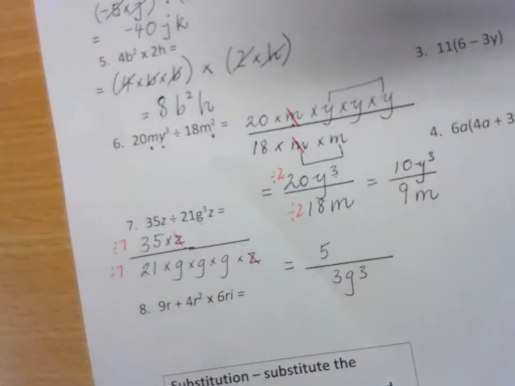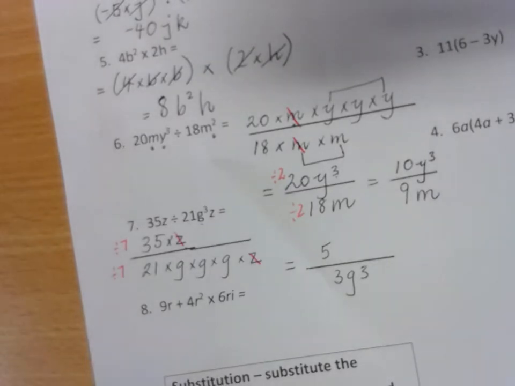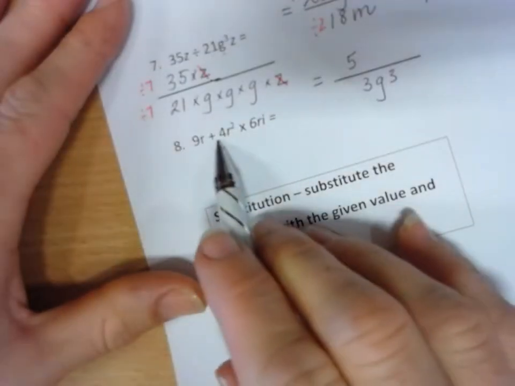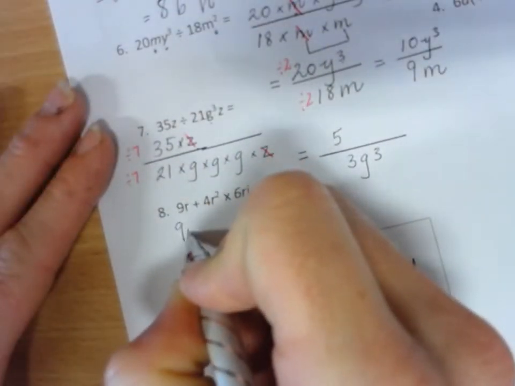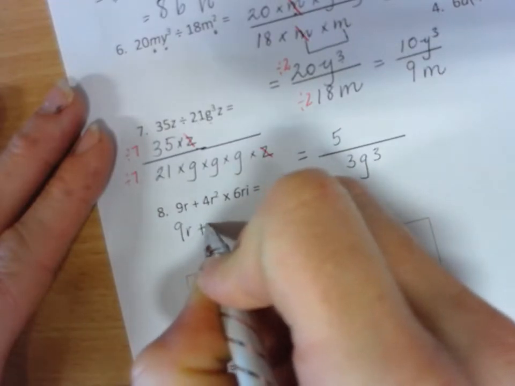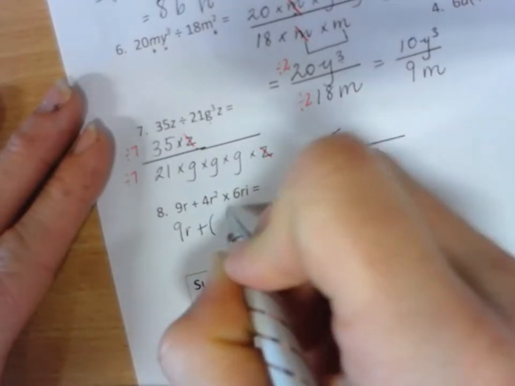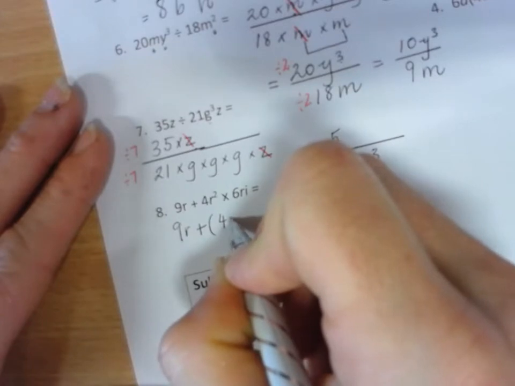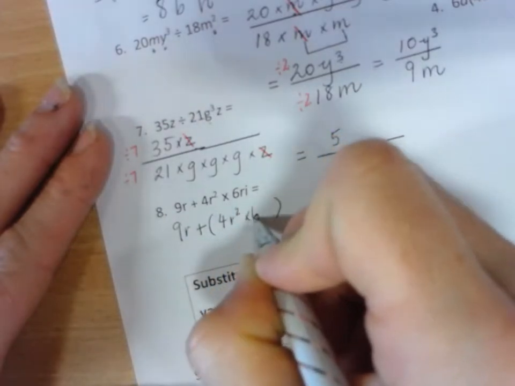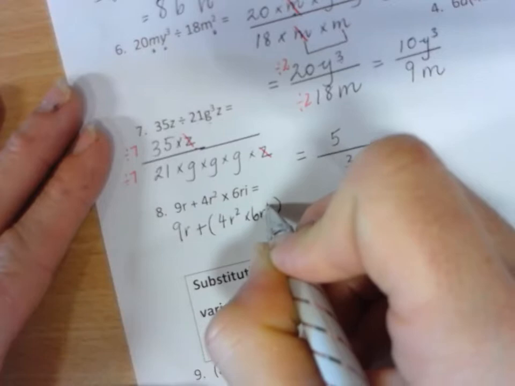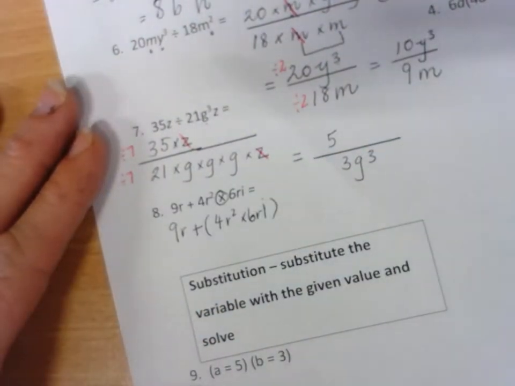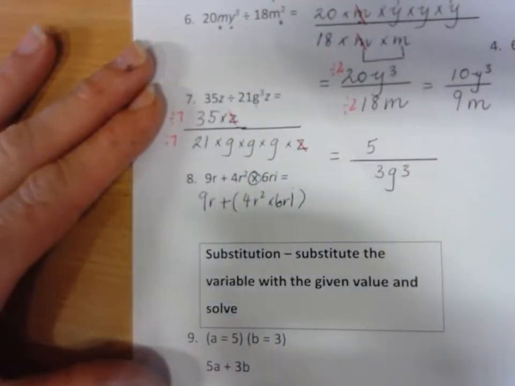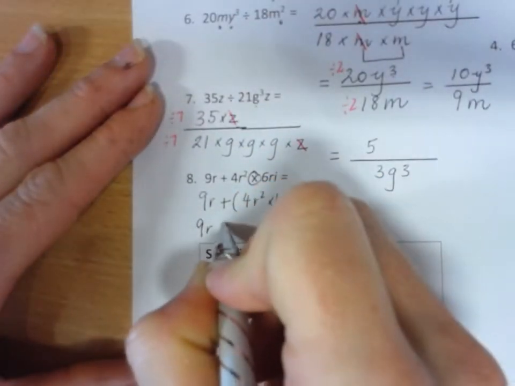Okay, so this one down the bottom here looks complicated because we have a plus and a multiply. Okay, but remember your basics of order of operations. So your 9r and your plus have to wait. We have to concentrate on your 4r squared times the 6ri to start with. You have to concentrate on the multiplier first because of order of operations. Alright, so we'll leave our 9r and our plus.